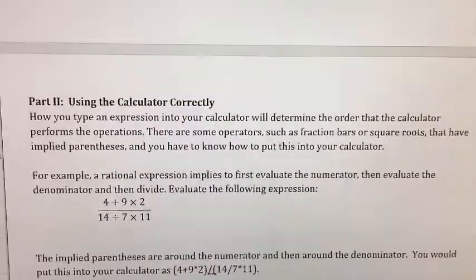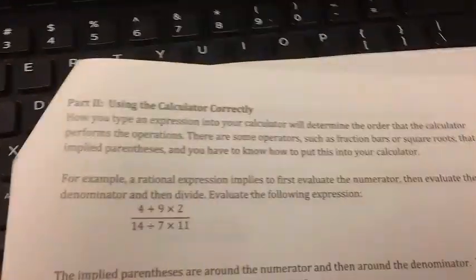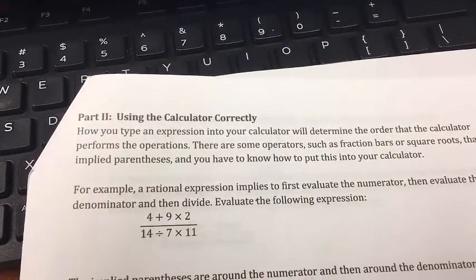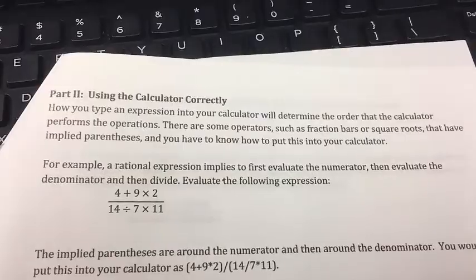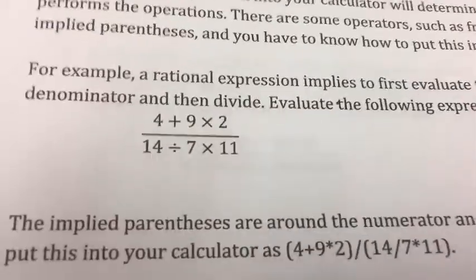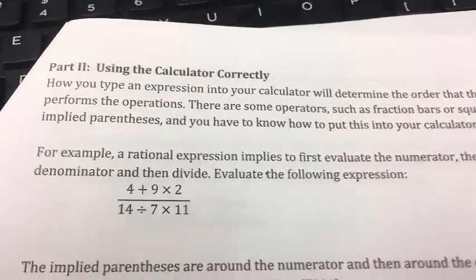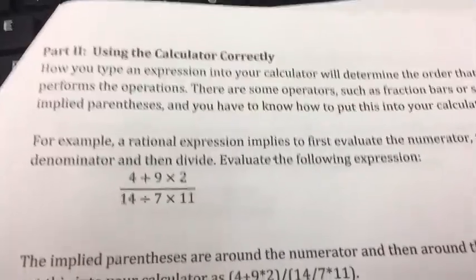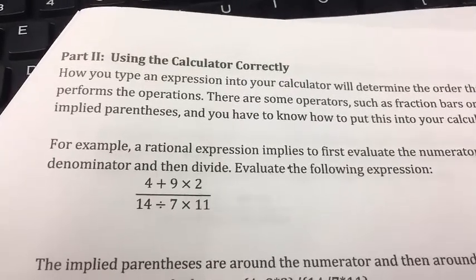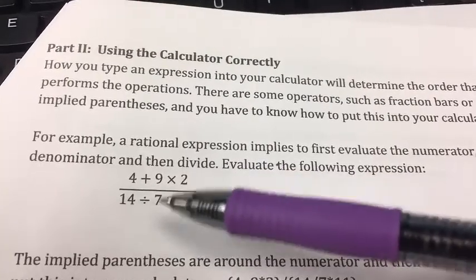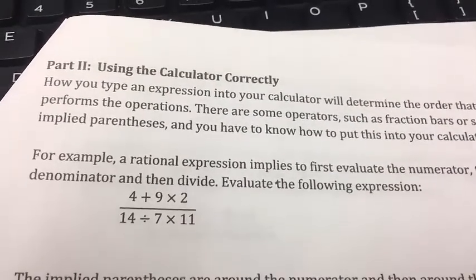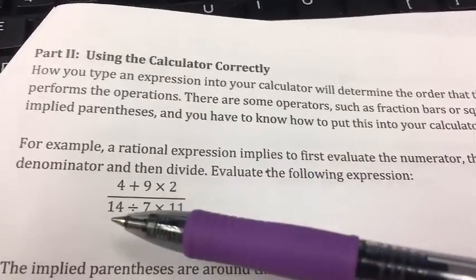Okay, next it says we're going to be using the calculator. So let me get my paper over here. Now it says how you type an expression into your calculator will determine the order that the calculator works the problem. So for instance, it gives you this. Notice this is called a rational expression. It's a fraction. And if you type in 4 plus 9 times 2 divided by 14 divided by 7 times 11, it's not going to work out the right way, because what it would do is do 2 divided by 14.